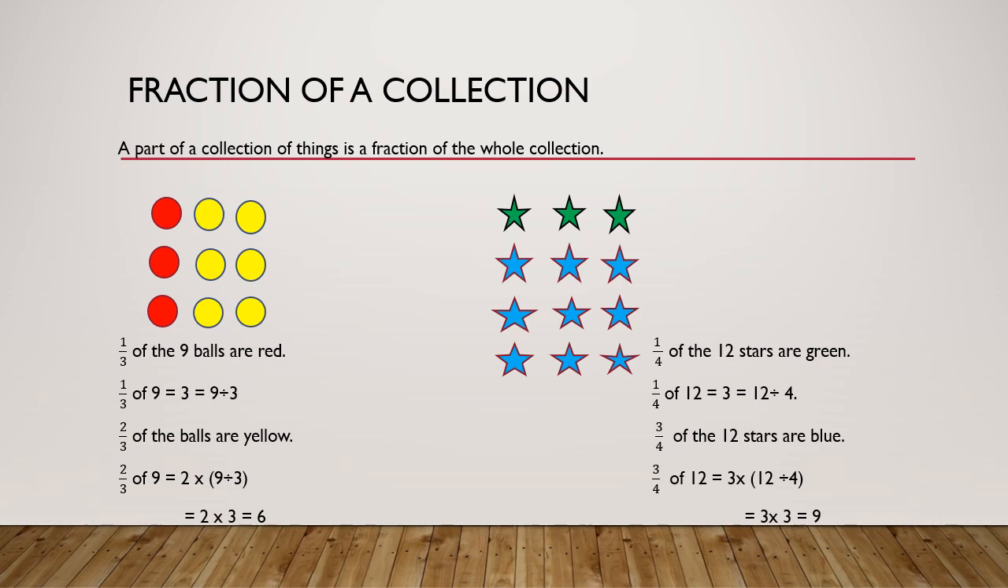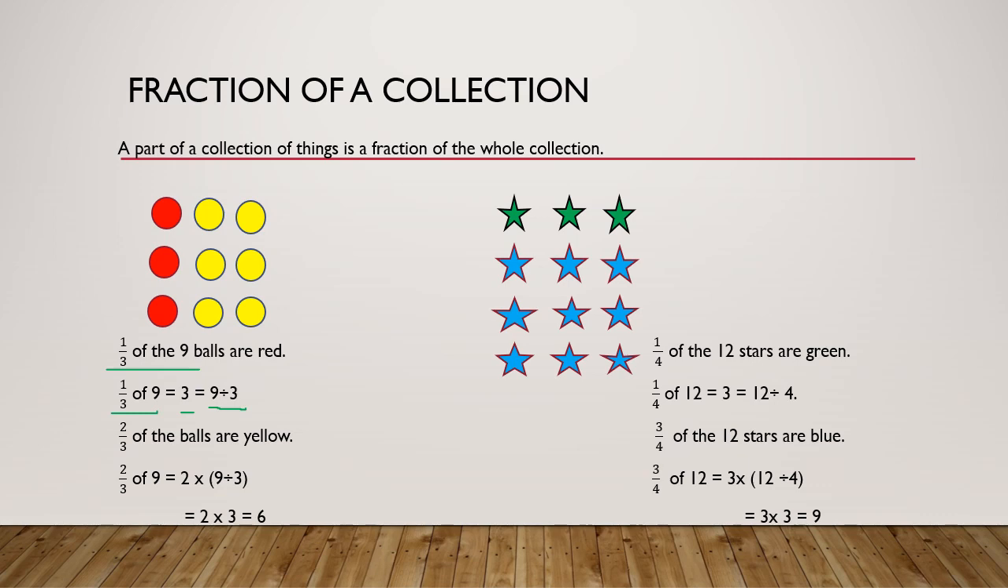Our next topic is fraction of a collection. A part of collection of thing is a fraction of the whole collection. Try to understand with the help of example. We are having 9 balls. Out of these 9 balls, 1/3 are red. So we write it as 1/3 of 9 and this is equals to 3. How we get 3? We divide the 9 by 3. So 3 balls are red.